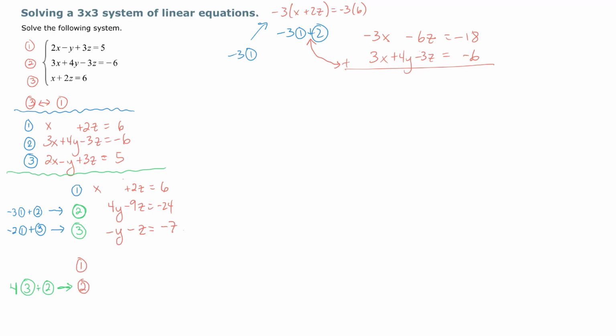Now, what's our first row? We're not even touching the first row. X plus 2z is equal to 6. That is our first row. Once we get 4 times equation 3 and add it to equation 2, what happens? Well, we get 0y, and then we get negative 4z minus 9z, so negative 13z. And then we also have negative 28 added to negative 24, so negative 52.